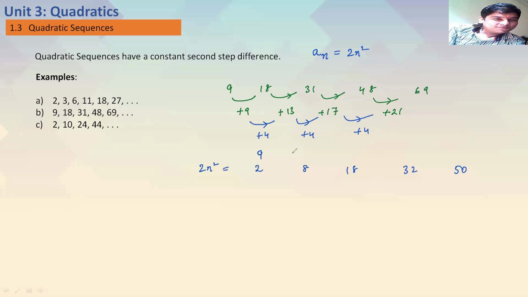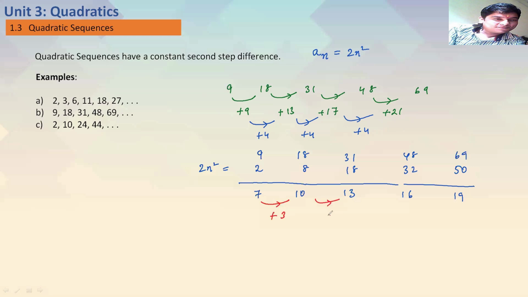Above it, we are going to write the original sequence: 9, 18, 31, 48, 69. Let's find out the difference. Positive 7 is the first one, then positive 10, positive 13, positive 16 and 19. Very good. Now what is the step difference? Plus 3, plus 3, plus 3, plus 3. Very good.